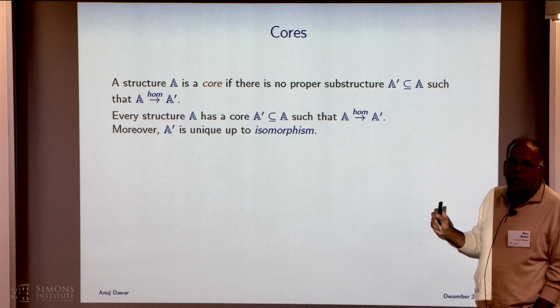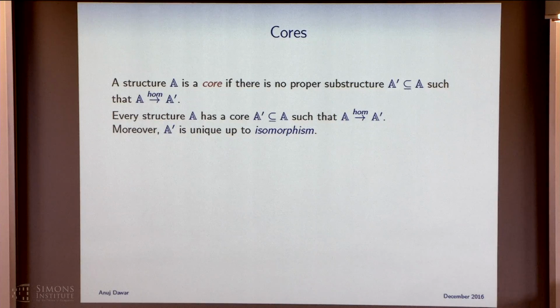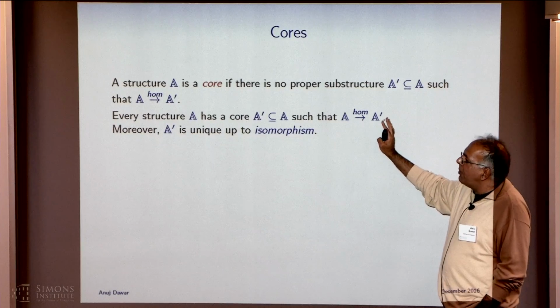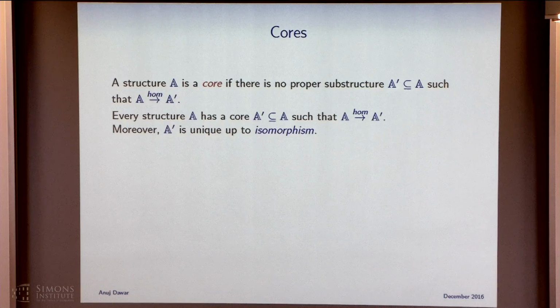And moreover, it's unique up to isomorphism. Every finite structure, yeah. Very first slide, all my structures are finite. So every structure has a core, and it's unique up to isomorphism. And now we can reproduce this. What does this mean in the category we have just defined?